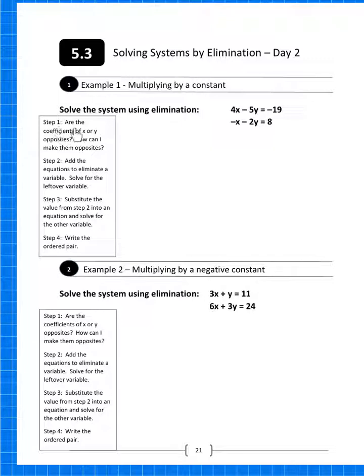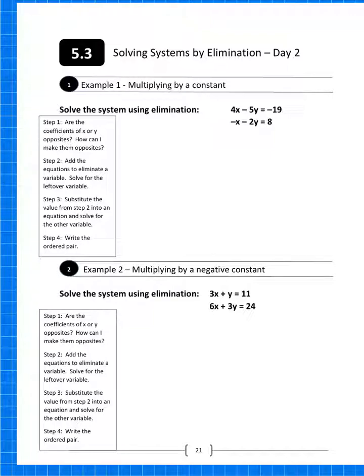Step 1, we want to ask ourselves, are the coefficients of x or y opposites? If not, how can I make them opposites? Second step, we're going to add the equations to eliminate a variable and then solve for the leftover variable. Once we find one variable, we're going to substitute it in and solve for the other variable. And last step, write the ordered pair.